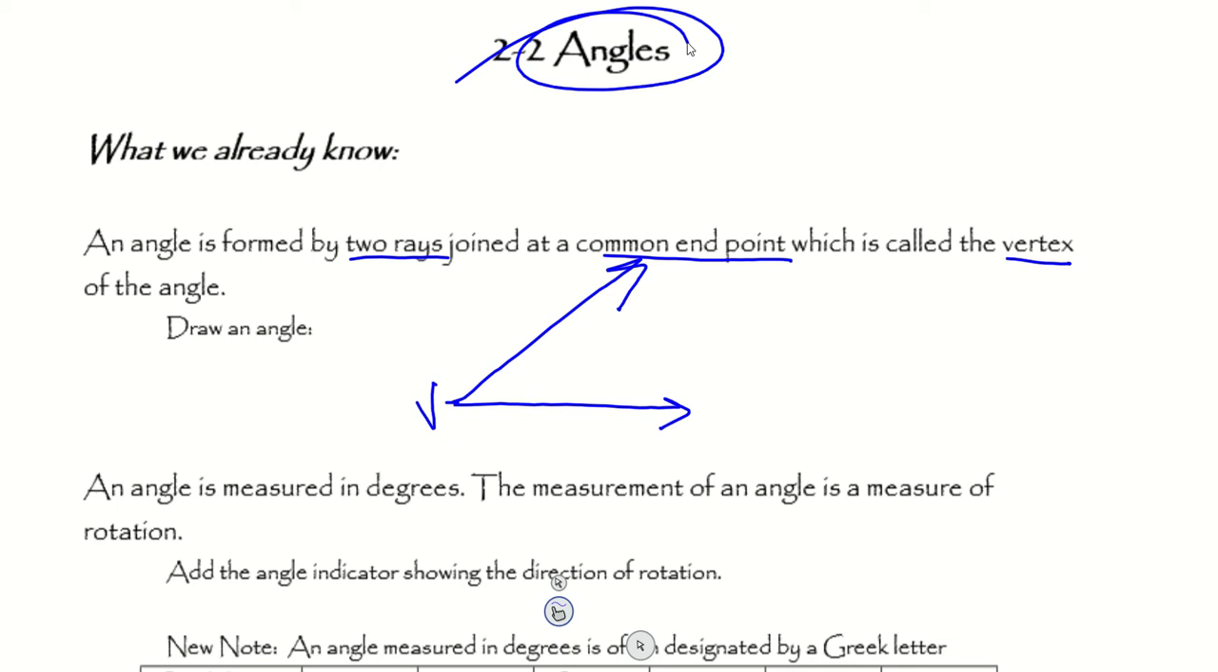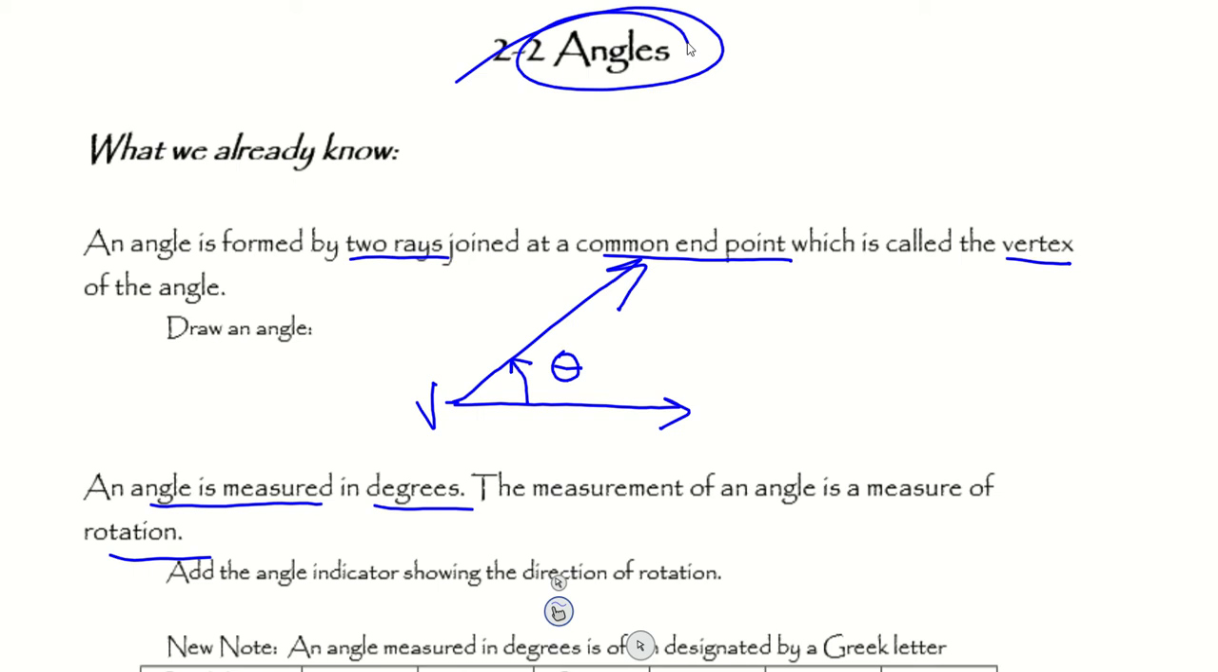We know that we can measure an angle in degrees, and that measurement is a measurement of rotation. So the idea is that if I start at one ray and I calculate how far I rotate to get to the other ray, that is my measurement. Now we're going to call that angle with that letter, and that is the Greek letter theta.